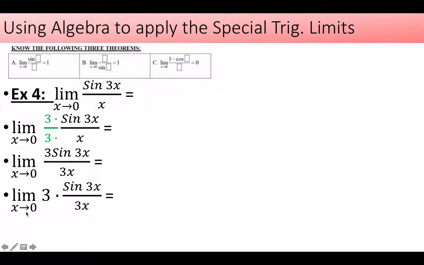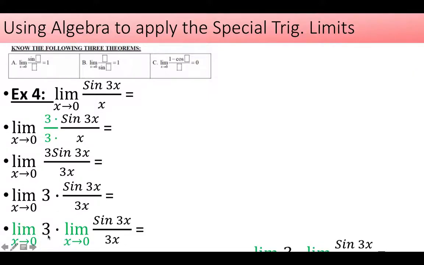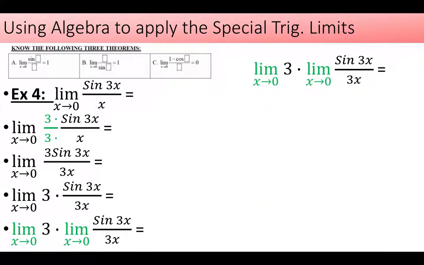All right, so now let's take the limit of every single component here. So the limit as x approaches 0 of 3, and the limit as x approaches 0 of sine 3x all over 3x. I know that the limit as x approaches 0 of 3 is just going to be 3, because the limit of a constant is always just the constant. There's nothing for you to plug into, so it's just 3.